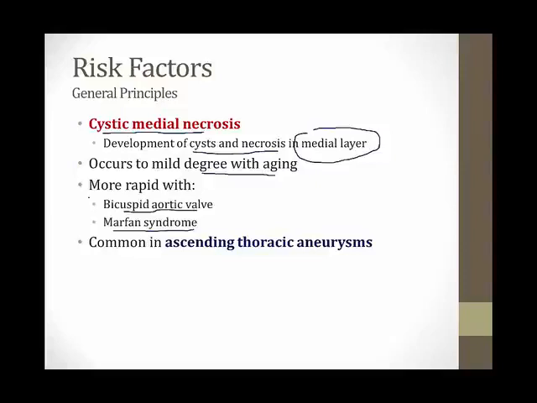In both of these conditions, there is what's known as an aortopathy, which means the aorta is not normal, and what you see histopathologically is the development of early and more aggressive cystic medial necrosis. And this is common in patients who have dissection. It's also common in patients who have ascending thoracic aneurysms, which we'll talk about in a few slides.